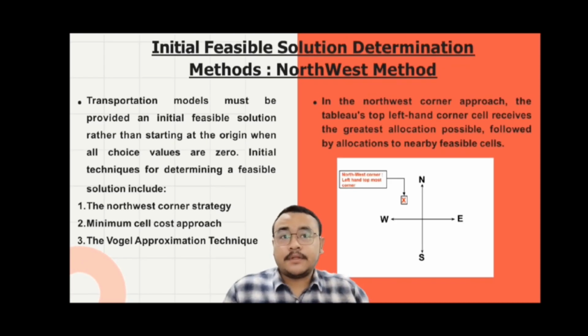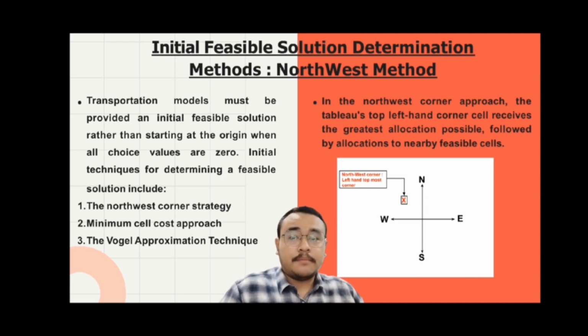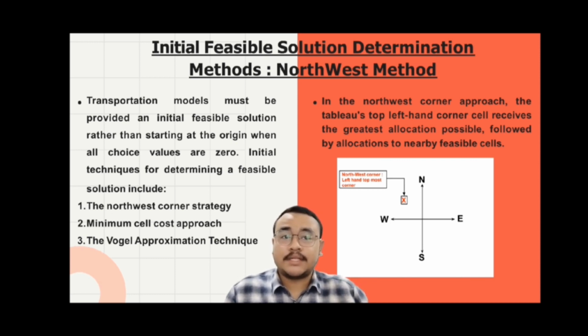For initial feasible solution determination methods, a transportation model must be provided an initial feasible solution rather than starting at the origin when all choice values are 0. Initial techniques for determining a feasible solution include the northwest corner strategy, minimum cell cost approach, and the Vogel approximation technique. In the northwest corner approach, the tableau top left-hand corner cell receives the greatest allocation possible, followed by allocations to nearby feasible cells. As you can see in the pictures, the northwest corner is positioned at the left-hand topmost corner.